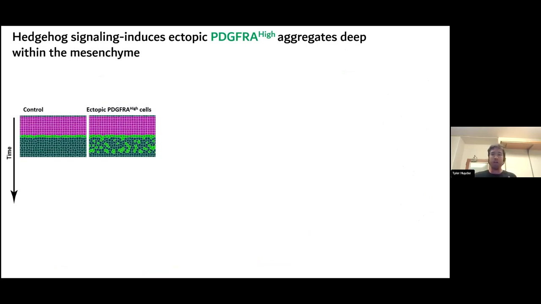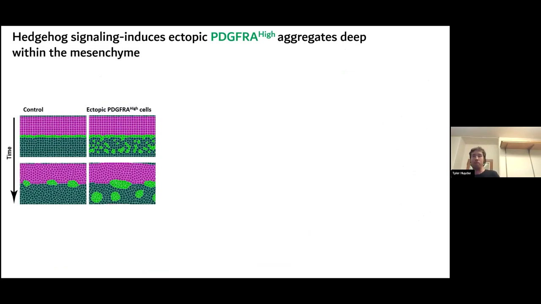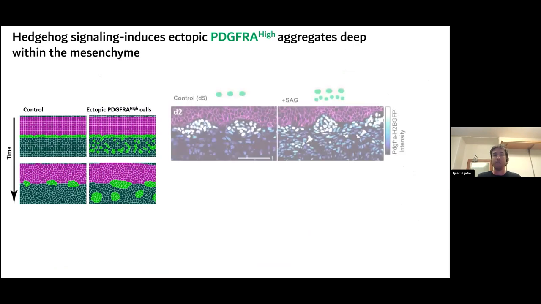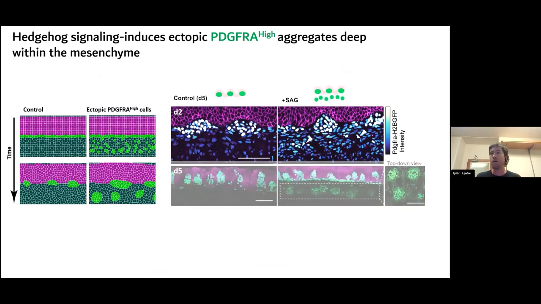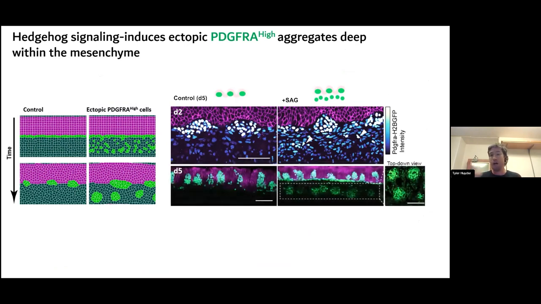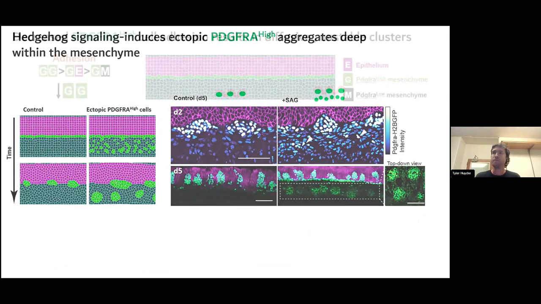So we put the PDGFR-high cells deeper within the tissue and saw that now, beyond just forming the interface, we get these deeper ectopic aggregates. And we find that just by incubating the tissue with longer durations of Sonic hedgehog exposure, we're able to induce ectopic aggregates deeper in the tissue that really form these spherical droplets, highly consistent with a fluid-like dewetting mechanism.